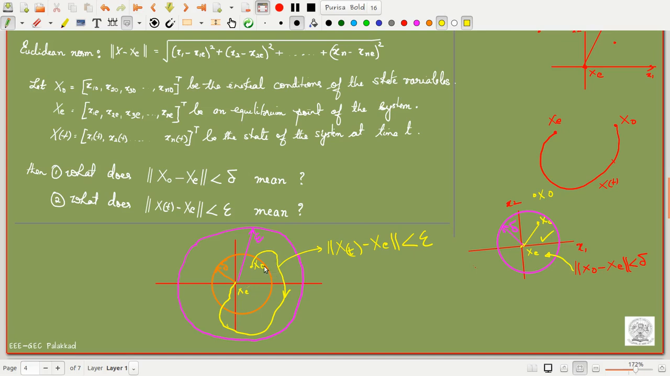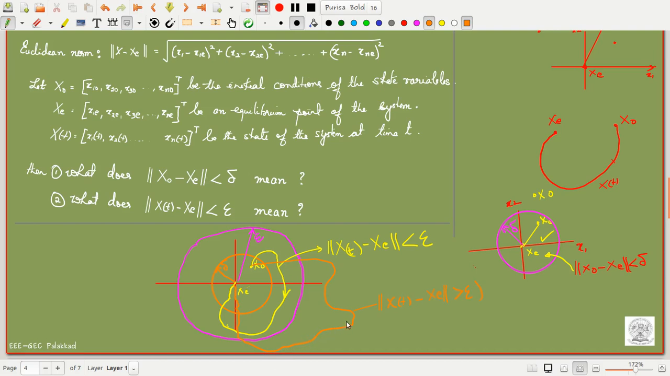If this path was outside the epsilon ball, then this will not be satisfied. Then the norm of x(t) minus xe would be greater than epsilon. For example, if I have a path like this, reaching out like this, this is not satisfied. This means that the norm of x(t) minus xe is greater than epsilon at these points, right here.